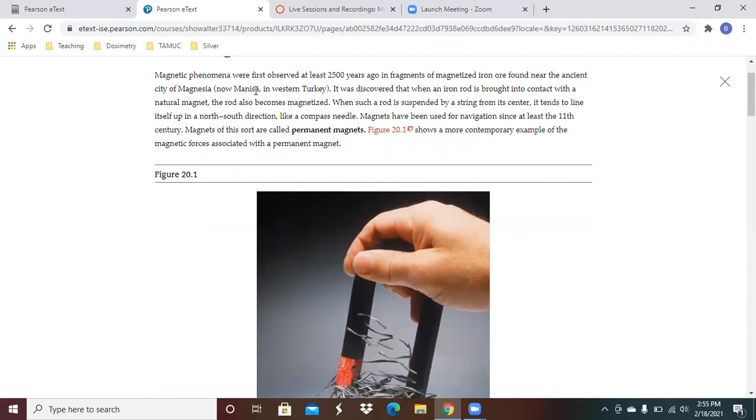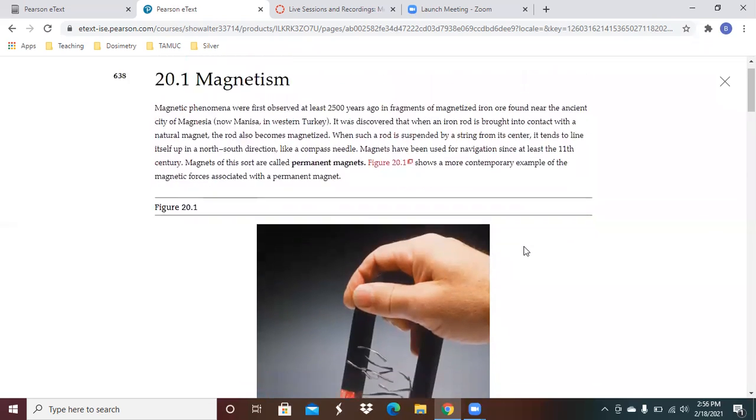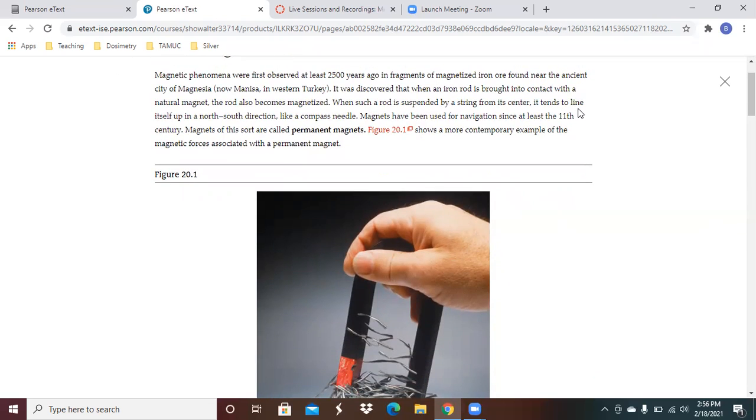There's a small discussion here regarding magnets and when they were discovered. 2,500 years ago is when magnetic phenomena were first observed with magnetized iron ore. It was discovered that when iron is brought into contact with a natural magnet, the rod also becomes magnetized. When it's suspended by a string from its center, it tends to line up in a north to south direction, like a compass needle. Magnets have been used for navigation since the 11th century. Magnets of this sort are also called permanent magnets.